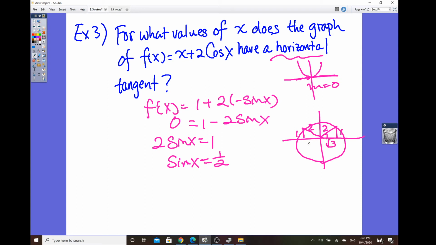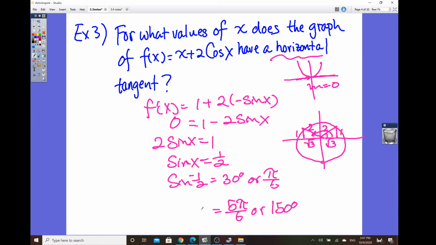So that means the adjacent is root 3. How do you find the adjacent? You can use the Pythagorean theorem, or you can use the ratio of a 30, 60, 90 degree triangle. So what's the inverse sine of 1/2? Well, one of the solutions is either 30 degrees or pi over 6. In the second quadrant, that would be 5 pi over 6, or 150 degrees. So two solutions right here: first quadrant, second quadrant. Just want to say x.